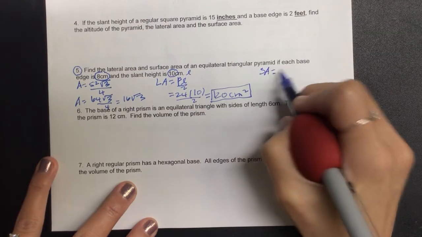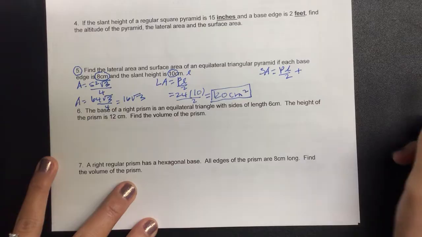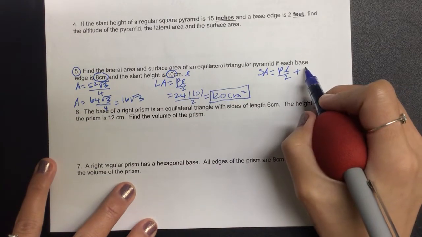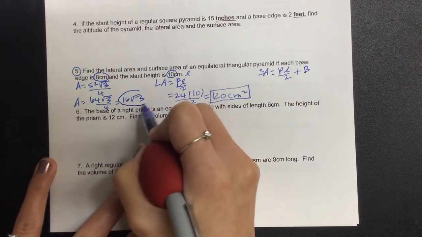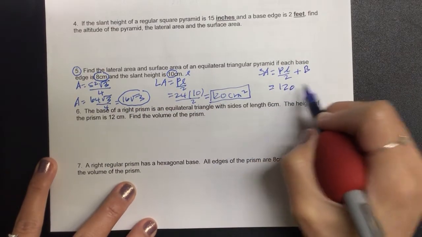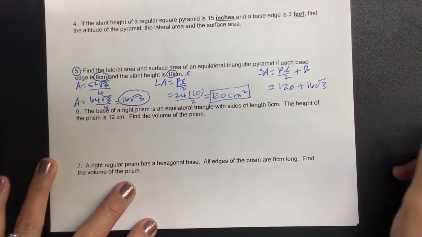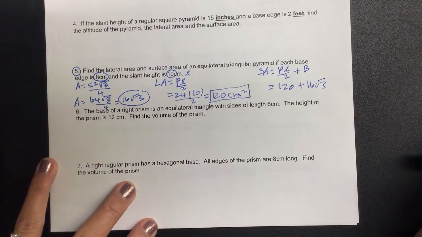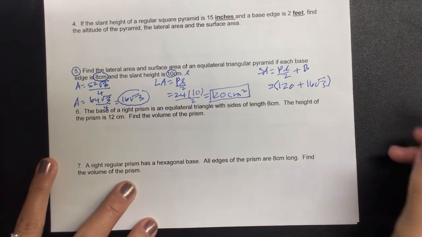Now look at your formula chart again. For surface area, it says P L over 2 plus what? Capital B. That's area of the base. Did we find the area of the base right here? So we know P L over 2 is 120. We found the area of the base already, which is 16 root 3. Can I combine these two numbers? No, because one of them has a radical and the other one doesn't.